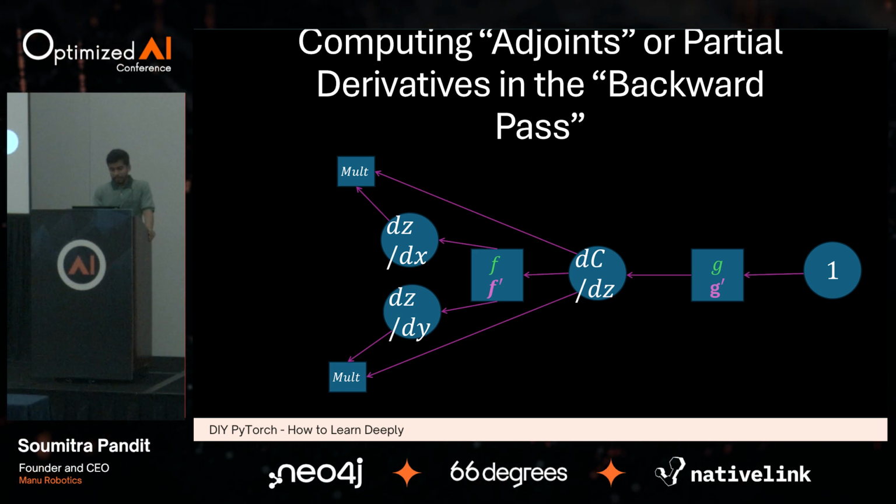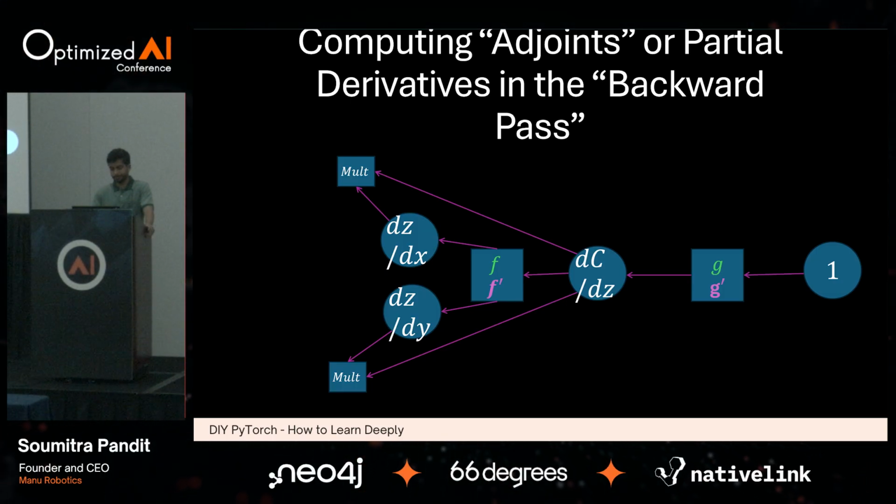So if you can see, we have mult blocks here. They are there because of the chain rule, yeah.